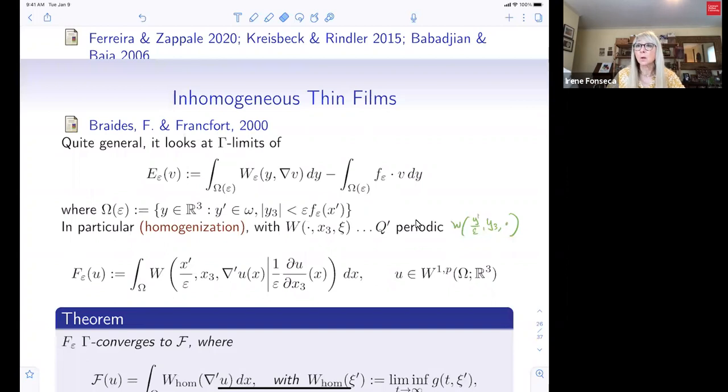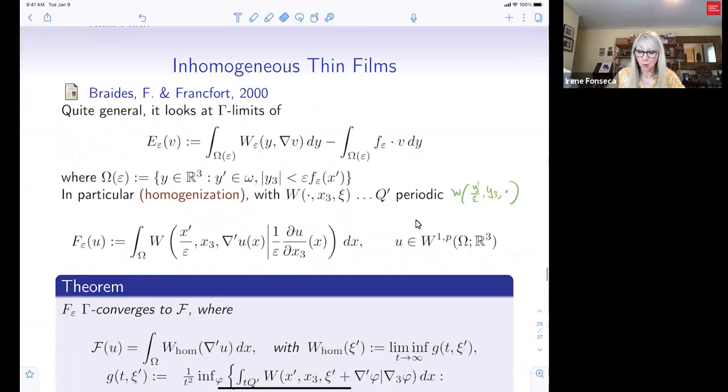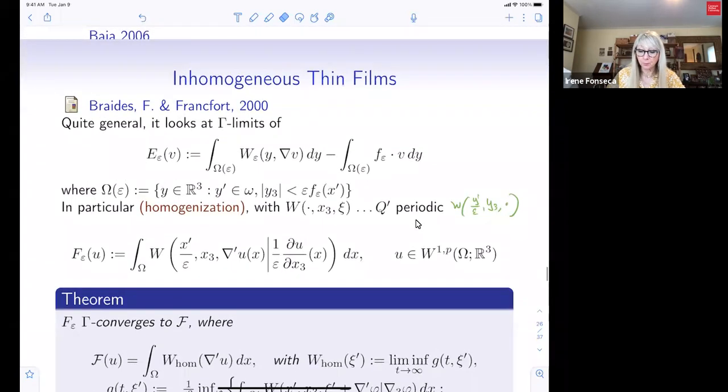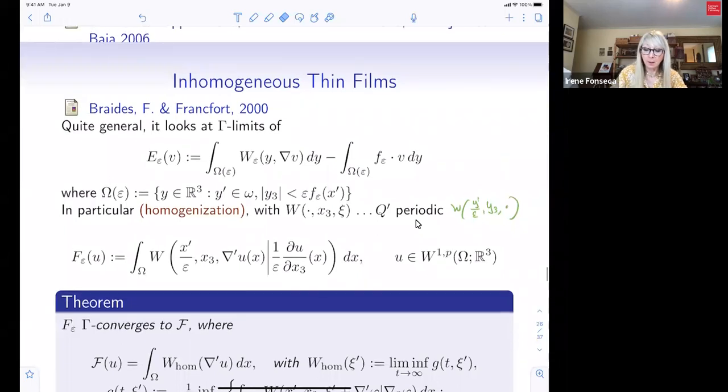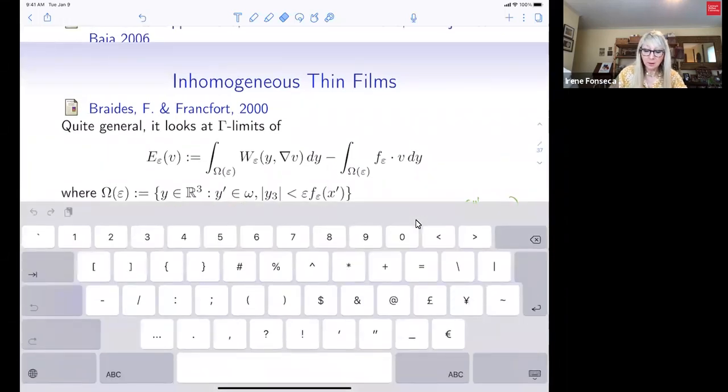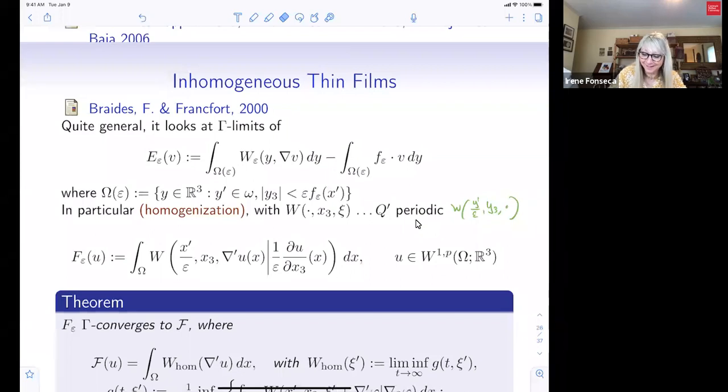Actually, is the f epsilon in the energy functional the same as the upper graph, or are those the same? No. Okay, no. So the one in the energy is like an external force or something like that. Yeah, okay. It's a load.